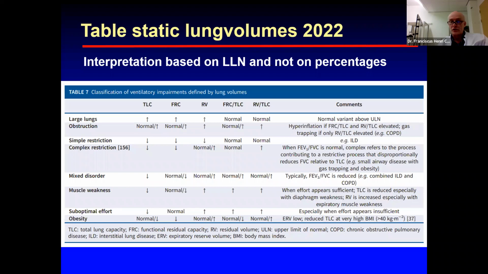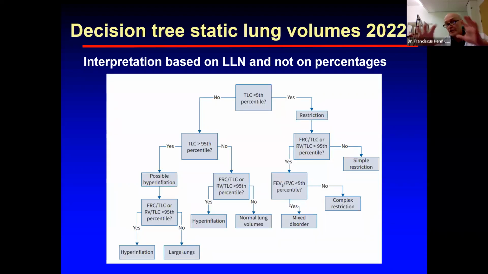In the next decision tree, we will see the structured way how we can do the interpretation of this table. And here you can see, therefore, this decision tree has become larger because a TLC can be too low, but it also can be too high. So if it's too low and too high, you can see you can end up somewhere here or here or here. And compared with the 2005 documents, you can see we have more outcome measures now, varying from a simple restriction, a complex restriction, a mixed disorder, normal, hyperinflation, to large airways hyperinflation.